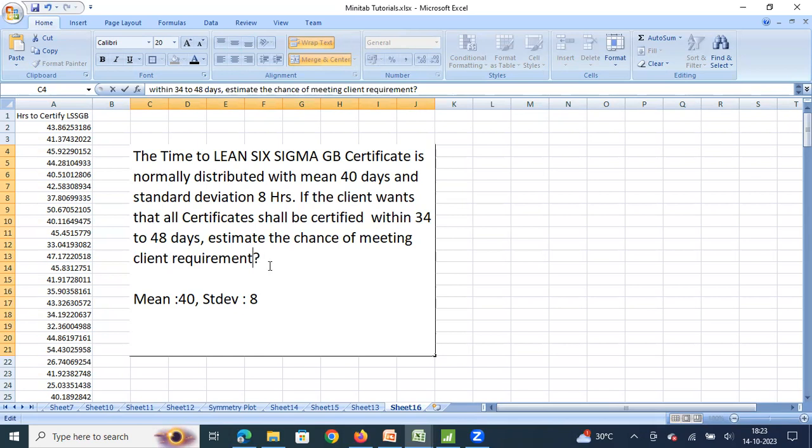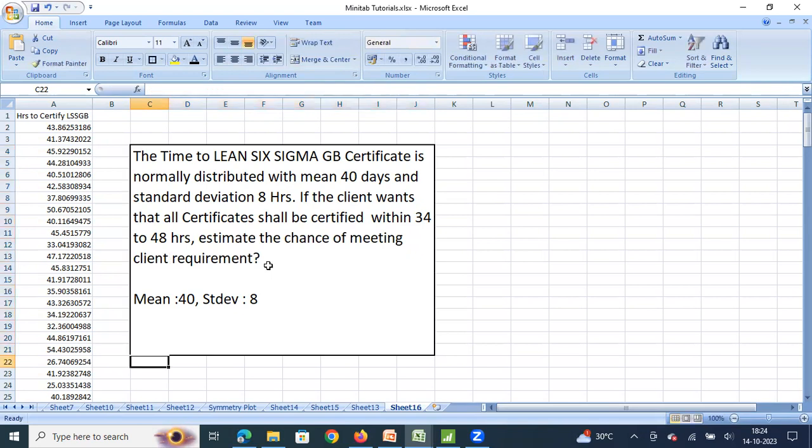Now the question that our client asks is, if I enroll a set of participants from my organization, what is the probability of these participants getting certified within 34 to 48 days? So this is your historical data. Considering this historical data, which is normally distributed with an average of 40 and standard deviation of 8 hours, what is the chance of my team getting certified within 34 to 48 days? 48 hours. That is the question in front of us.